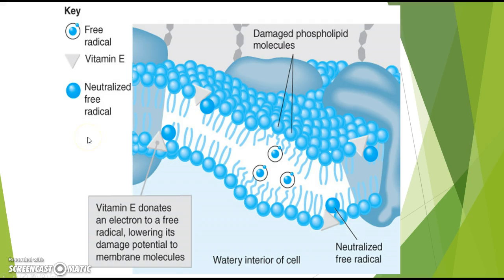So here's the image, also in the PowerPoint slide that Dr. Zuniga sent us. It explains really well what vitamin E does in helping out with the free radicals. If you look on the left side of the image, you can see a little small triangle that's represented as vitamin E. Basically what it means is that it donates a free electron that it has to a free radical, and because of that it helps lower the damage potential that the free radicals would have done to the membrane molecules without the help of vitamin E.